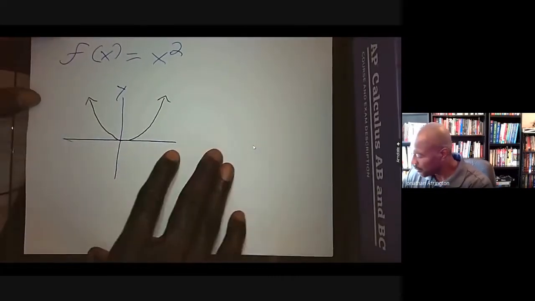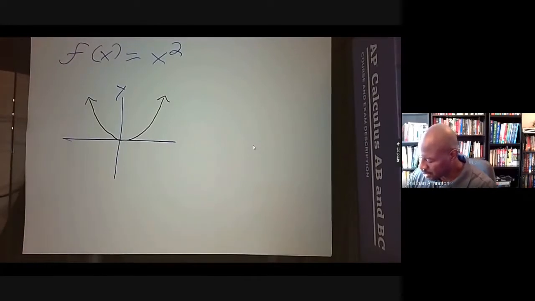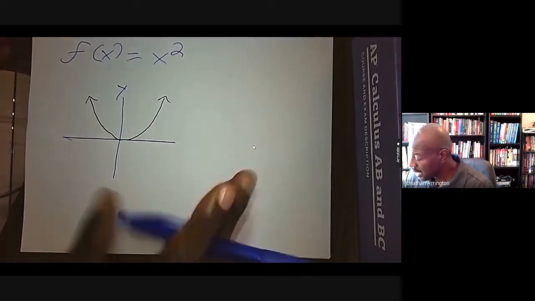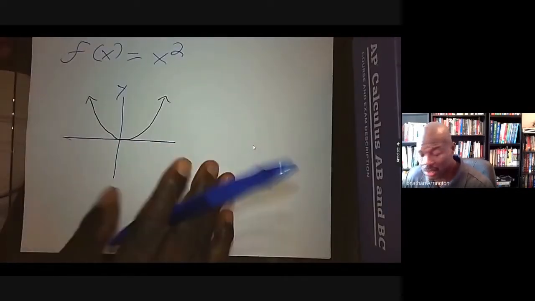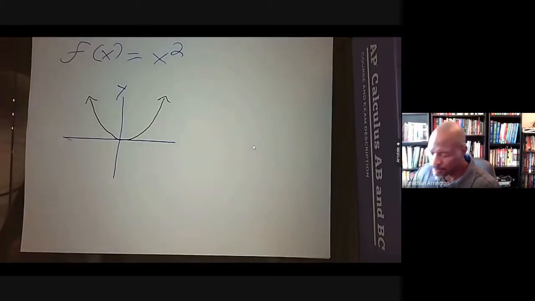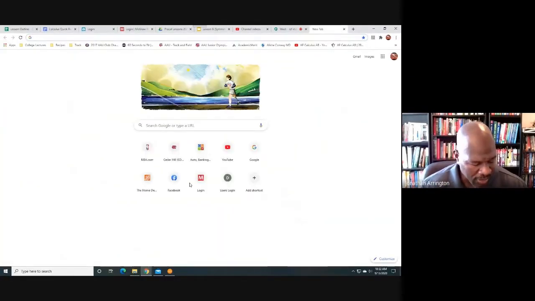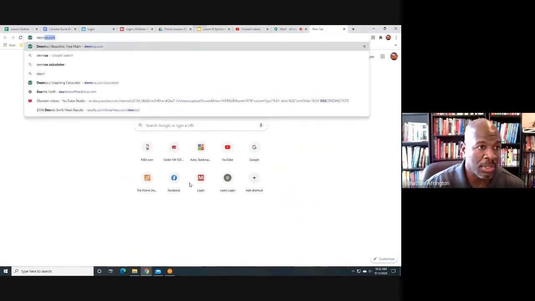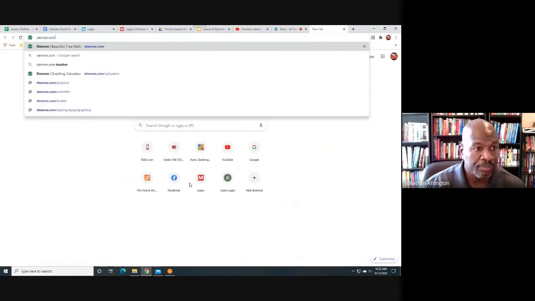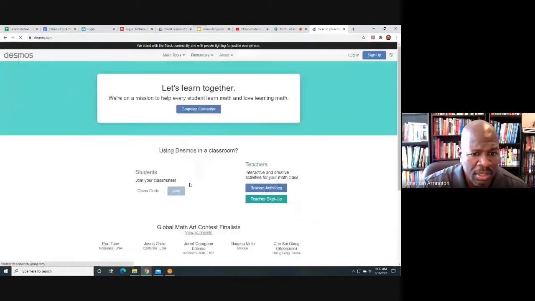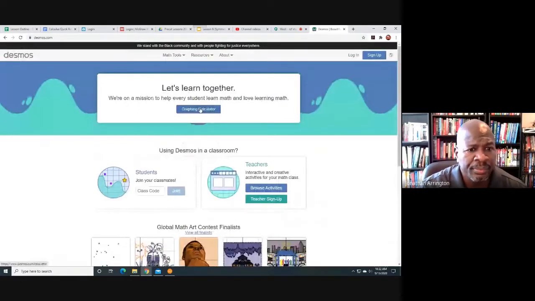Now I want to graph a couple of things here. For this particular lesson, you are going to need to be able to graph. You may not have a calculator, so there's a calculator online you can use, no problem. There are a lot of calculators you can find online. To me, the easiest one is Desmos, so I'm going to desmos.com and I'm going to click on graphing calculator.